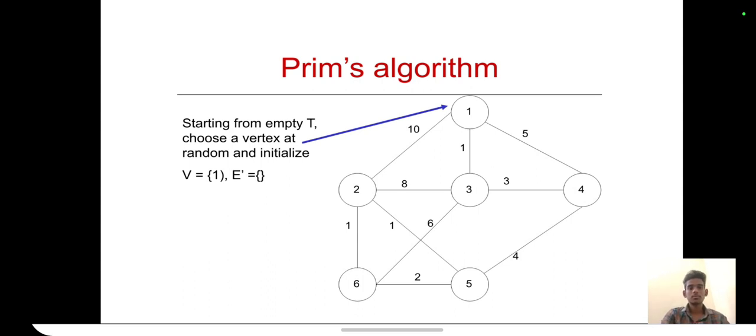Prim's algorithm example. Starting from empty T, choose a vertex at random and initialize V1 equals new. From the starting vertex, check for the minimum weight edge adjacent to the starting vertex and mark it as read, and do not visit it again. From that we should check whether the number of edges is equal to the number of vertices minus 1. This is known as Prim's algorithm.